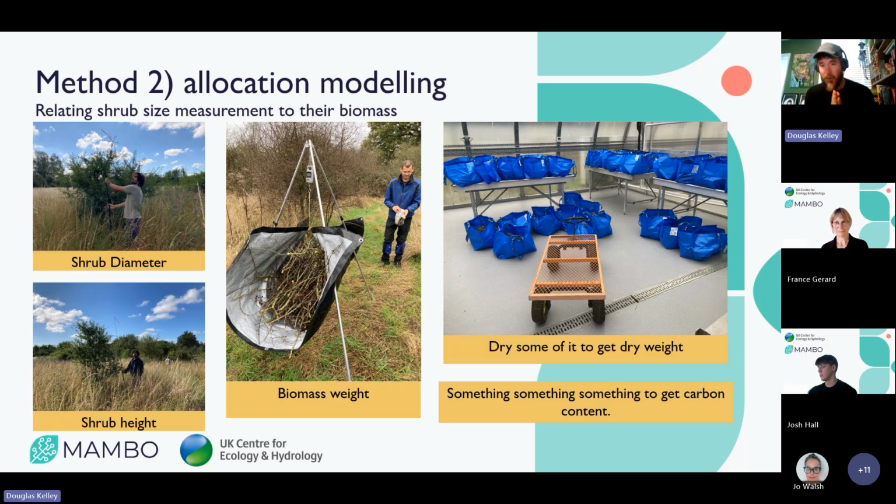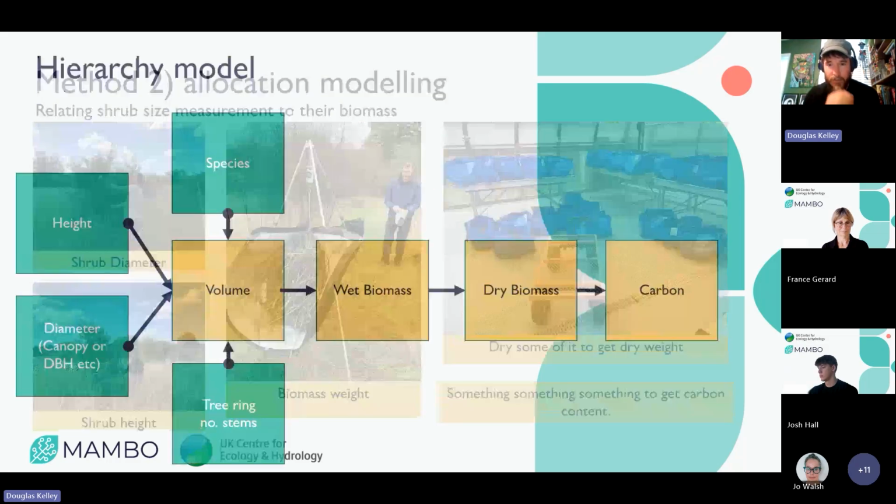And then after we chopped them down, we dried them to try and get some dry weight of some of the shrub, not all of it. And then even a smaller sample of that, we did something clever. I'm not entirely sure what it was, but we did something clever to get the carbon content of those shrubs as well, which gave us a nice load of data ranging from information about the size and shape of the shrubs right down to what the carbon content is with some of the biomass that we destroyed.